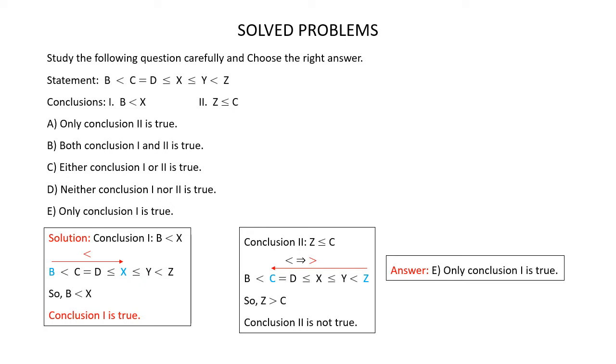Among these symbols, the first priority is given to the symbol less than. But since we have moved in the backward direction, the symbol less than flips to become greater than. So the relation between Z and C is Z is greater than C. So the definite conclusion is Z is greater than C. Conclusion 2 is Z is less than or equal to C. This is not the same as the definite conclusion. So conclusion 2 is not true.